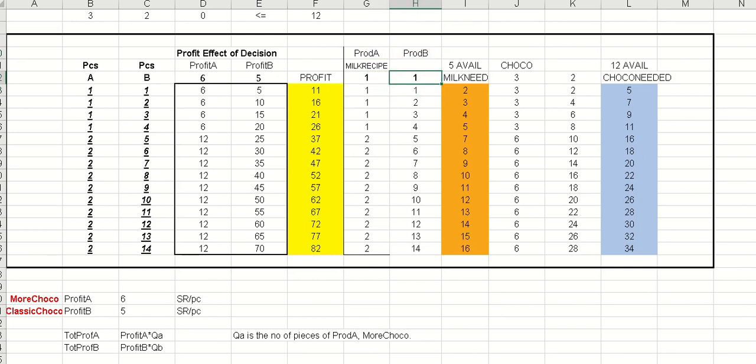For product A, it's just 1 on 1, whereas for choco it is 3 and 2. Here, milk required. This is choco required. So you have 2, and then 1 and 1. So if, for example, you decide to produce 1 and 3, the effect is that you will need 1 kilogram and 3 kilograms of milk, giving you a requirement of 4 kilograms. Get it?